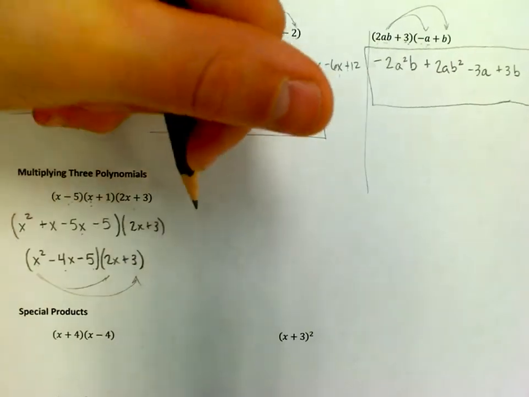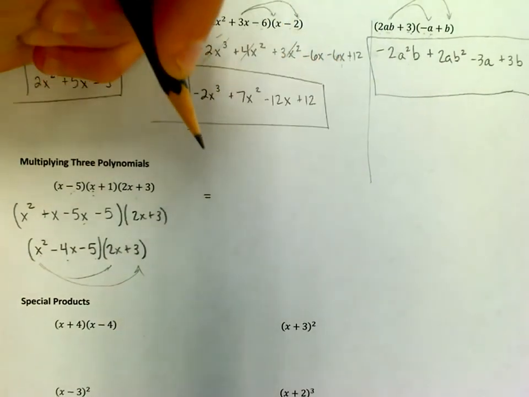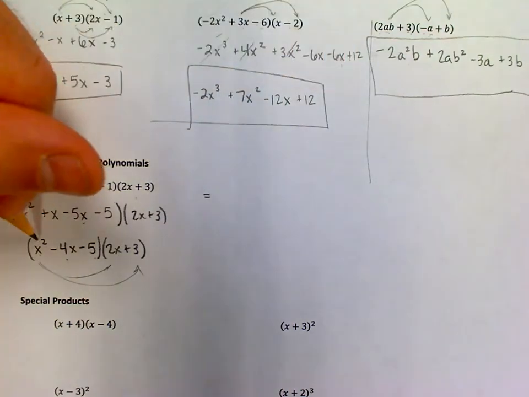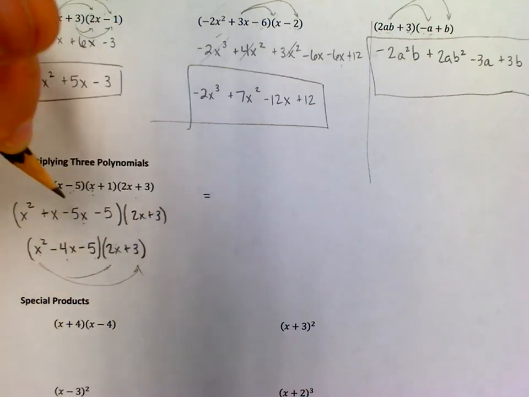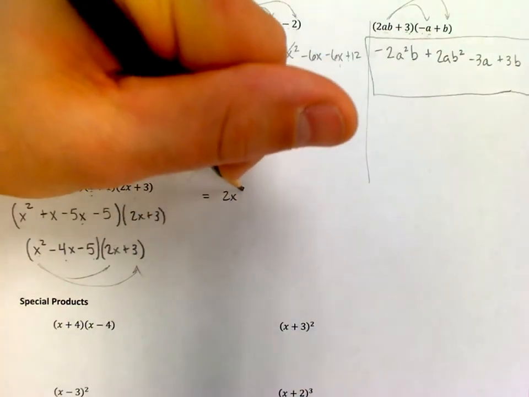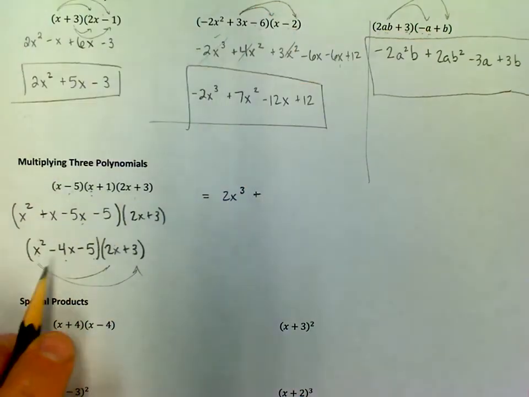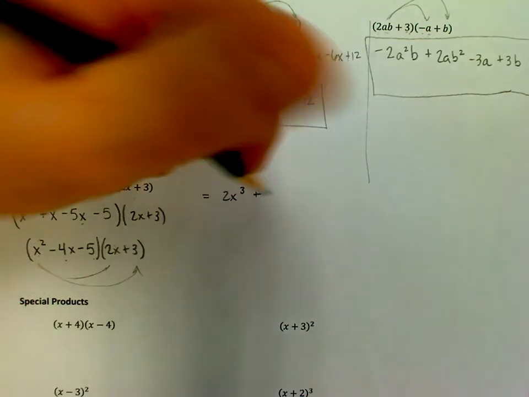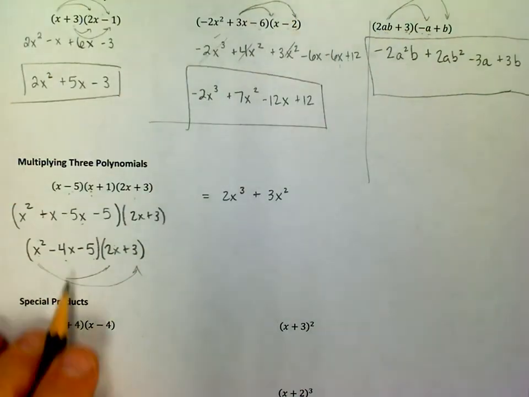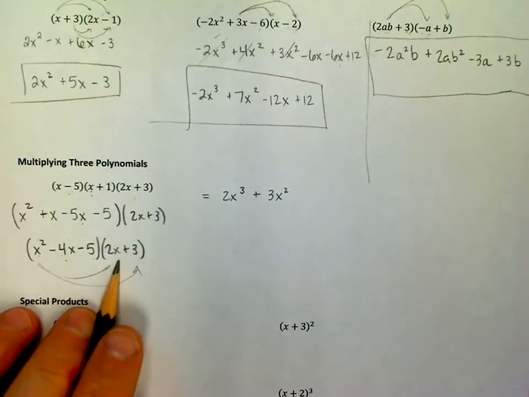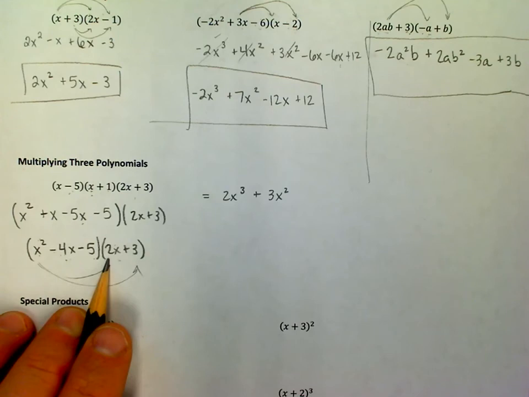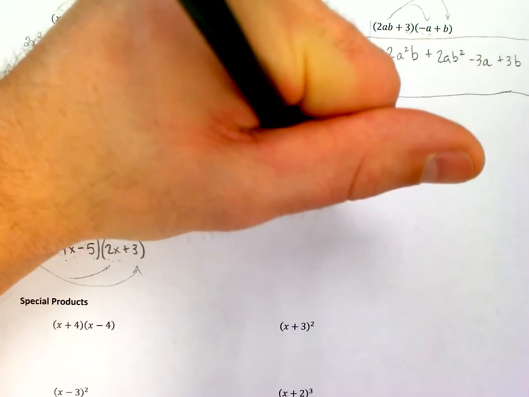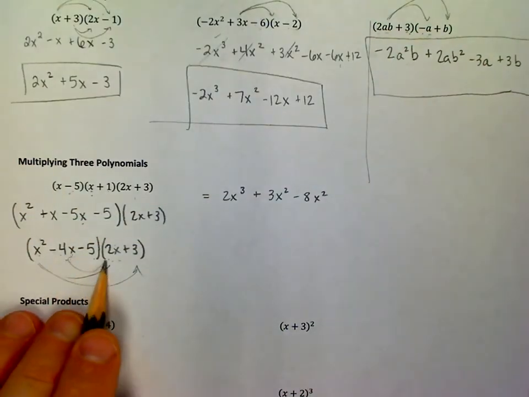Maybe I can write crooked so my hand doesn't cover up everything. That was pretty silly of me. If I distribute out the x squared to the 2x, x squared times 2x is 2x cubed. Then x squared times 3 is 3x squared. Negative 4x distributed out to 2x and to 3. Negative 4x times 2x would be negative. 4 times 2 is 8, x times x is x squared, so negative 8x squared.